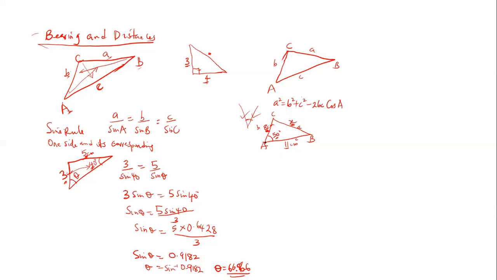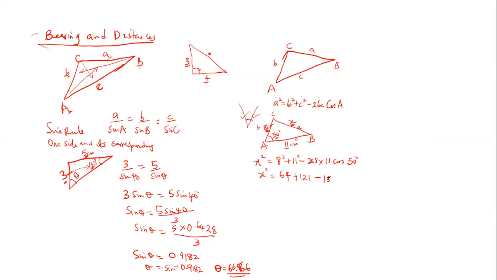So apply the formula I wrote above. Applying that formula, our a is now x. So x squared equals 8 squared plus 11 squared minus 2 times 8 times 11 cos 50 degrees. From there, x squared will be equal to 64 plus 121 minus 8 times 2, 16. 16 times 11 should give us what?